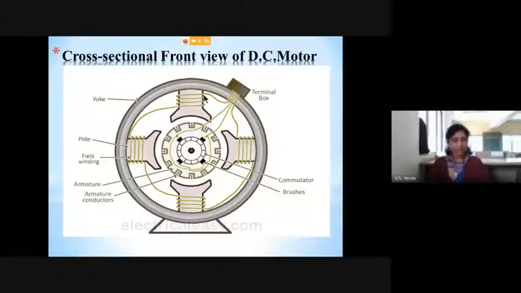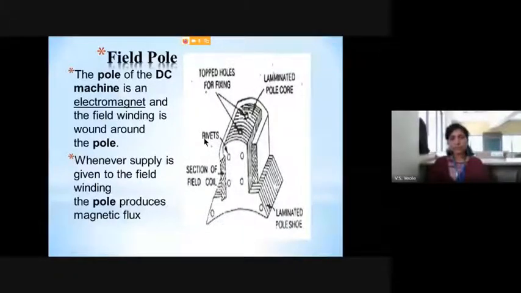Now, the first part we have seen, that is field poles, winding. Now the third part we will see, which is called as armature. So the circular part is called as armature core. And inside this armature core, you can see a dotted thing. That is called as conductor or copper wire. And the last part is commutator and brush. Now we will see each part one by one.